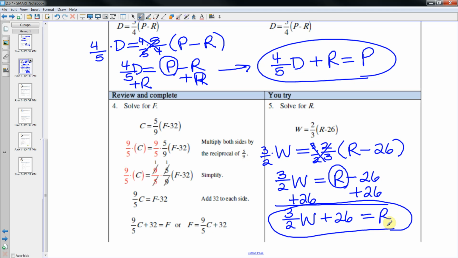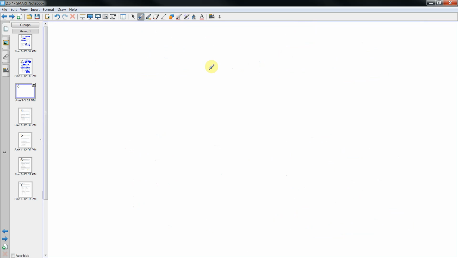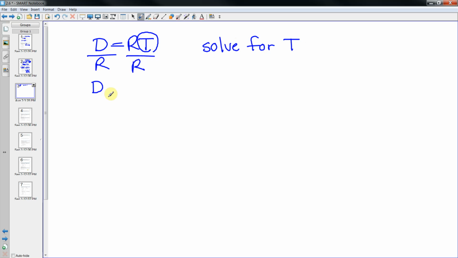Now, some of them are not going to be as involved as that. Let me just pull up a blank page and let me show you some other examples. If we had distance equals rate times time, that's a pretty common formula, and I want to solve for t. Well, the t is going to stay put. I have an r times a t, so divide by that r to cancel it out. So d over r equals my t. That's a good example.